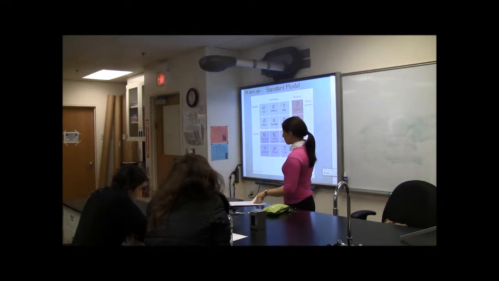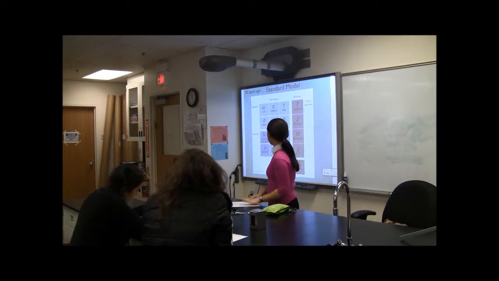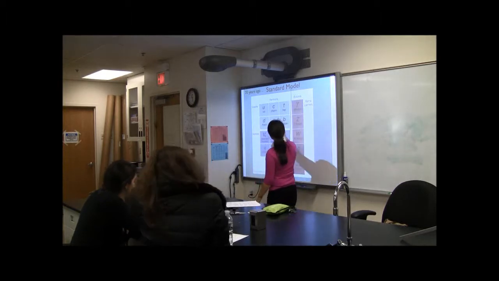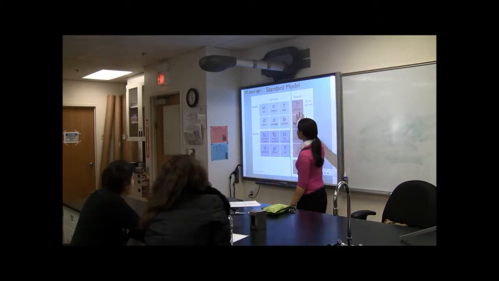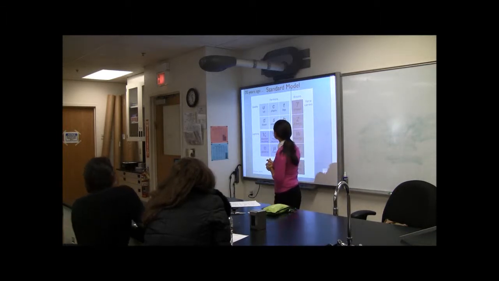So we're going to talk about what each of these things mean, how it's split up. It's split into 2 categories. On this side we have the fermions. On this side we have the bosons. We're going to start with the fermions and go to the bosons.